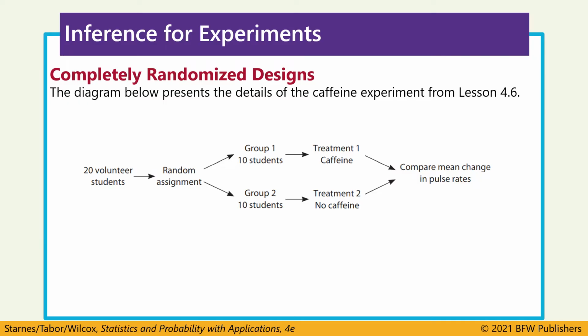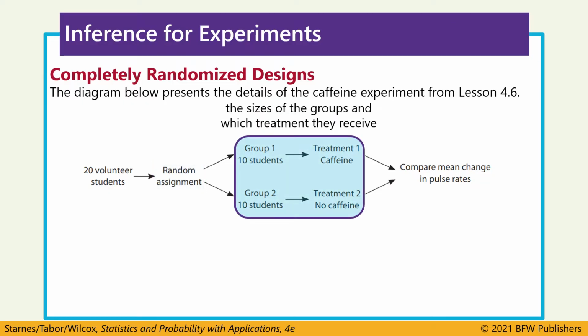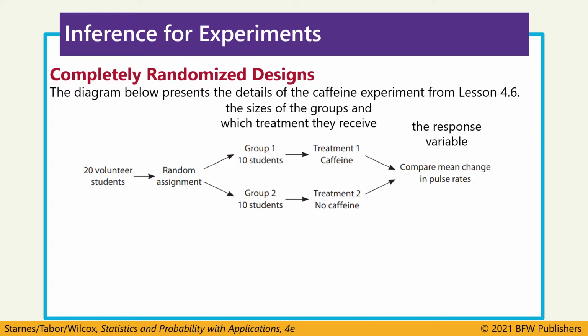Here we have what's called a design diagram for the experiment that we created over the last few sections. We started with 20 volunteers, and we randomly assigned them to two groups of 10 students each. One of those groups got treatment 1, which was the soda with caffeine. The other one got treatment 2, which was the soda without caffeine. And at the end, we measured our response variable, which was the pulse rates, and we compared the average change in pulse rates across both groups.